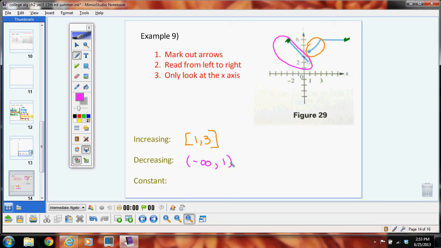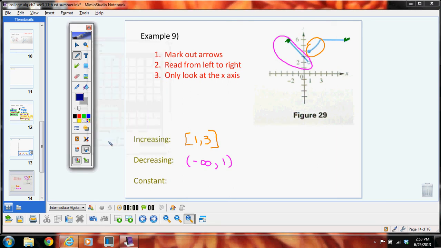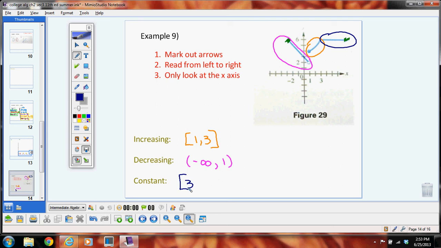Now for where it remains constant, constant is this piece. Okay, so it is constant from 3 with a bracket, because I don't have an open dot there, to positive infinity. And remember, that keeps going, so it's going to infinity, and we can never equal infinity, so we always use a parenthesis on infinity.